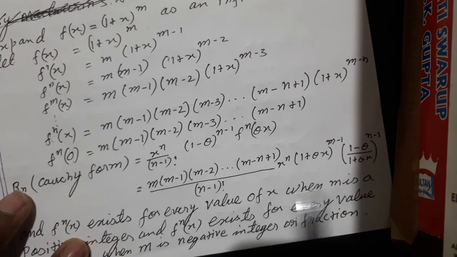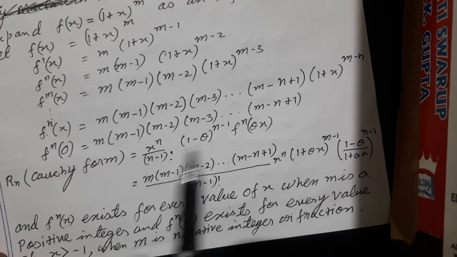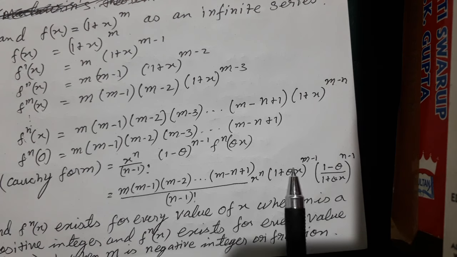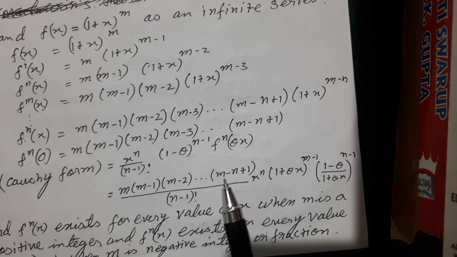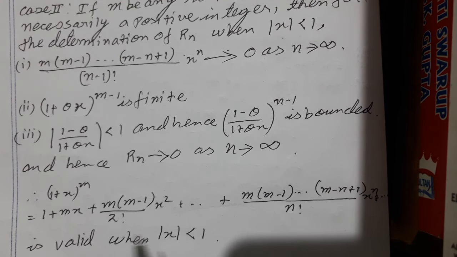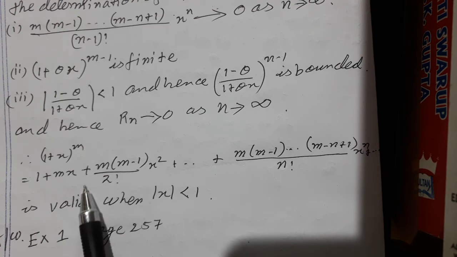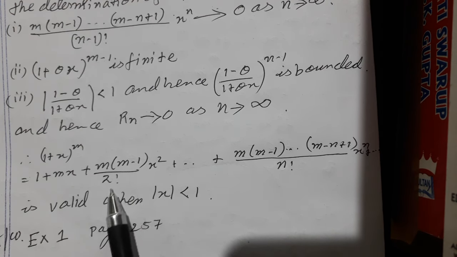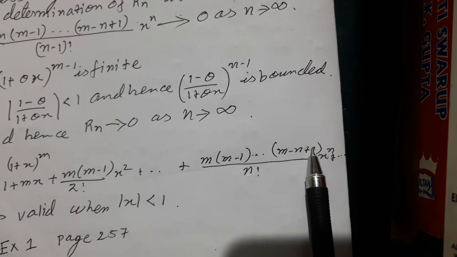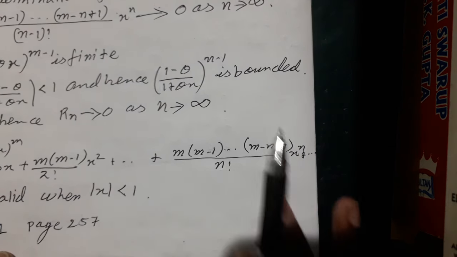If you see the Cauchy remainder here, this is your Cauchy remainder. This tends to 0 as n tends to infinity, and this is finite, and this is bounded. So all of these are finite, and 0 into some finite number will also be 0. So the remainder will tend to 0 as n tends to infinity. By using the Maclaurin theorem for infinite series, we get here 1 plus mx plus m into m minus 1 by 2 factorial x squared plus so on, m into m minus 1 up to m minus n plus 1 divided by n factorial x to the power n plus so on.